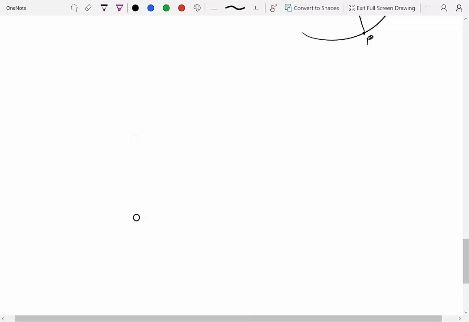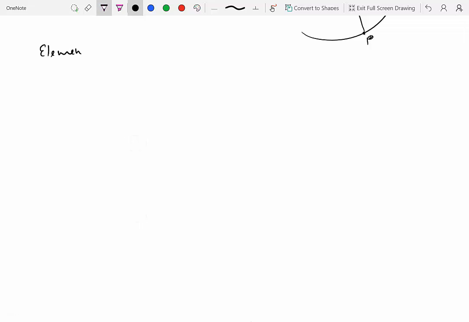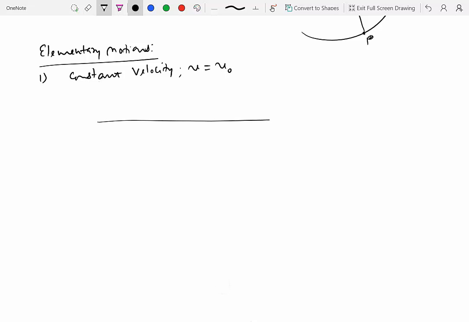So what are elementary motions? The first kind of elementary motions I want to talk about is constant velocity motion. So constant velocity, we'll say v is equal to some constant v0. If a particle is moving along a straight line path, here's the particle p, moving at some velocity v0, could be given as, let's say, 5 meters per second, or 10 meters per second. And it's a constant velocity, so always moving with the same velocity, right?